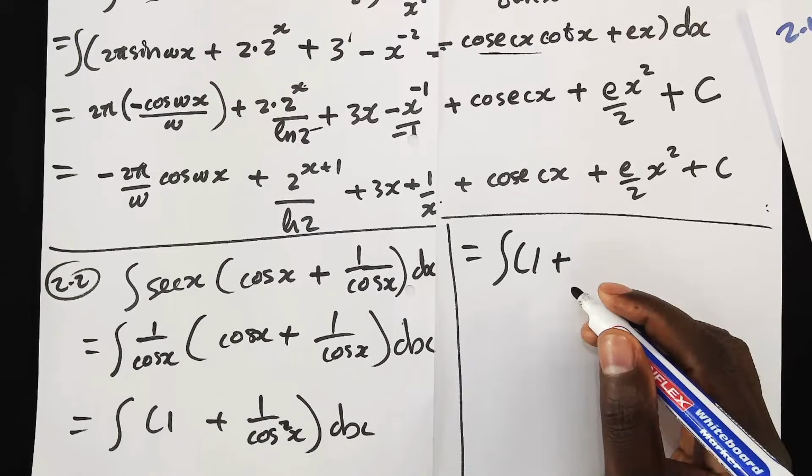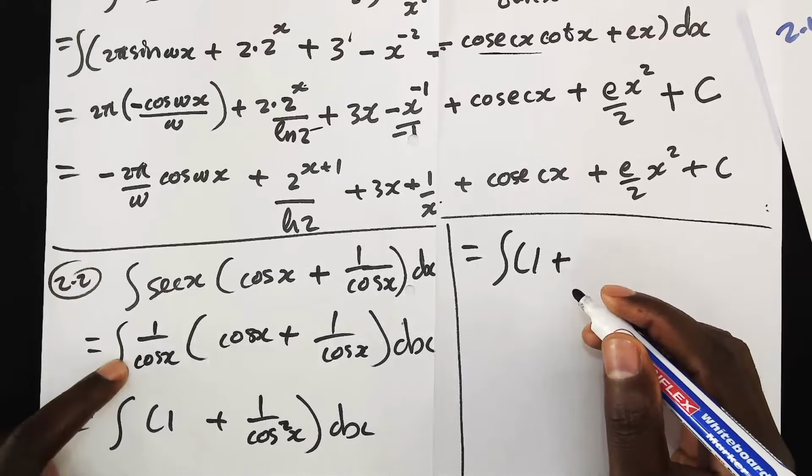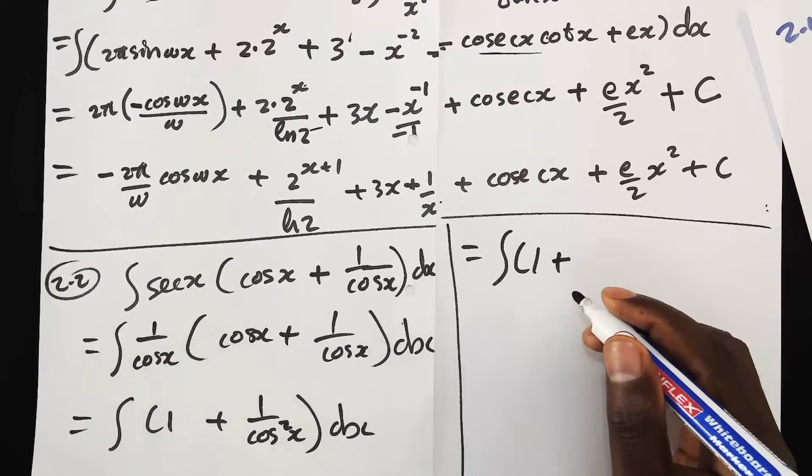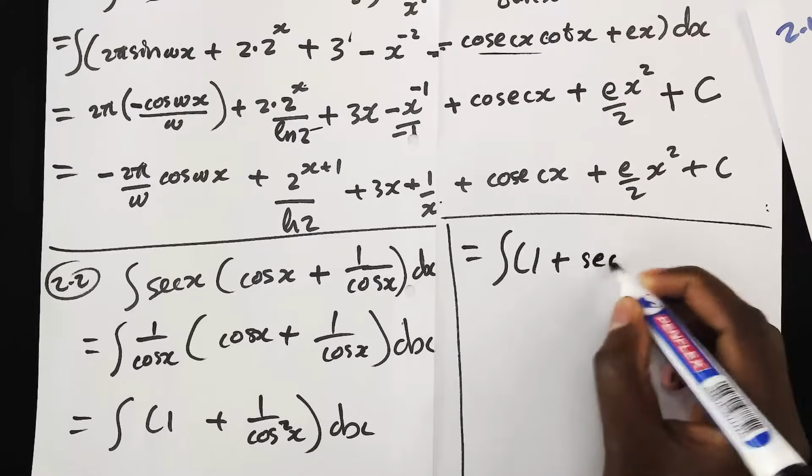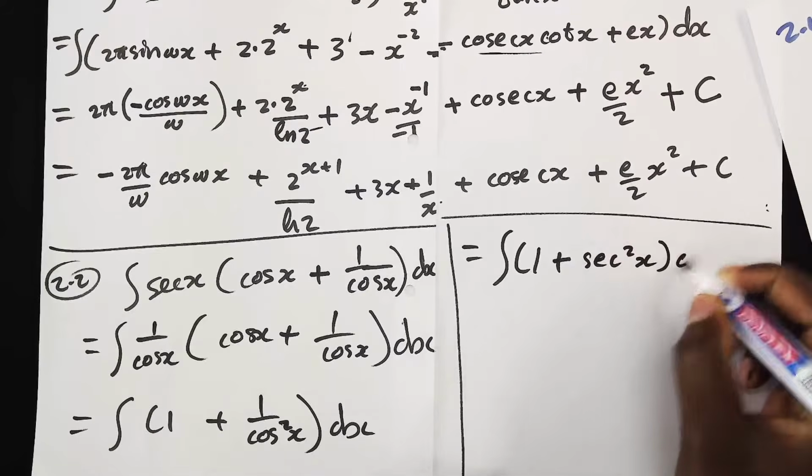One over cos? It's the one that we just applied here. So we applied it twice. 1 over cos squared is? It will be sec squared x. We still have dx.